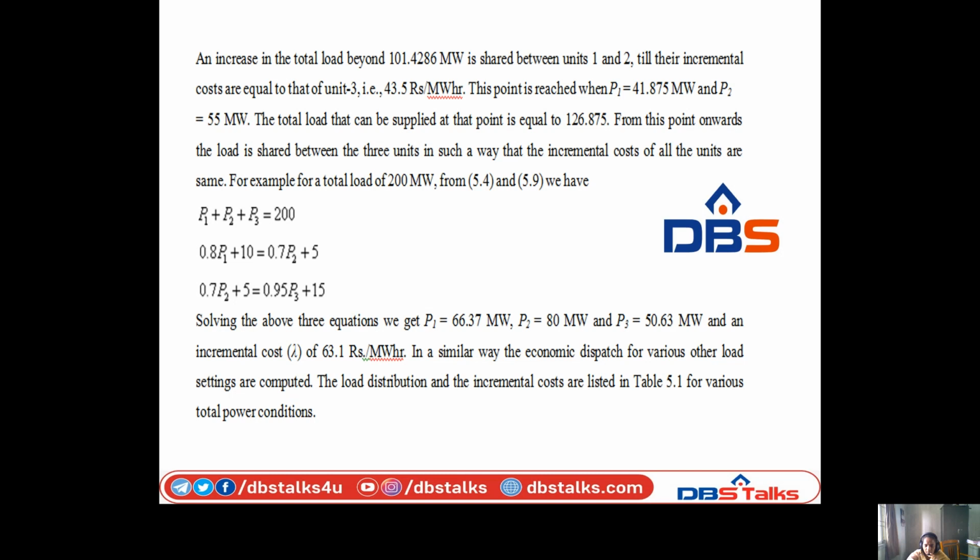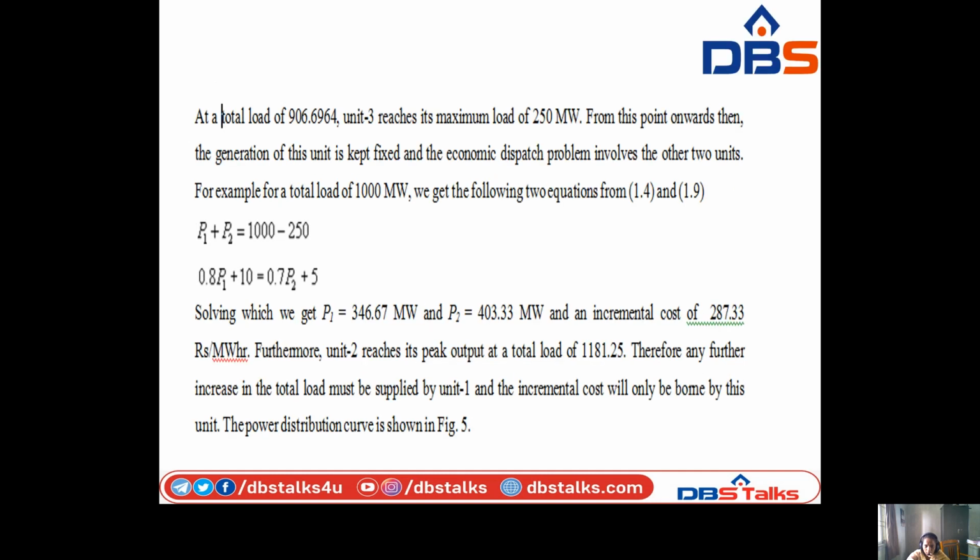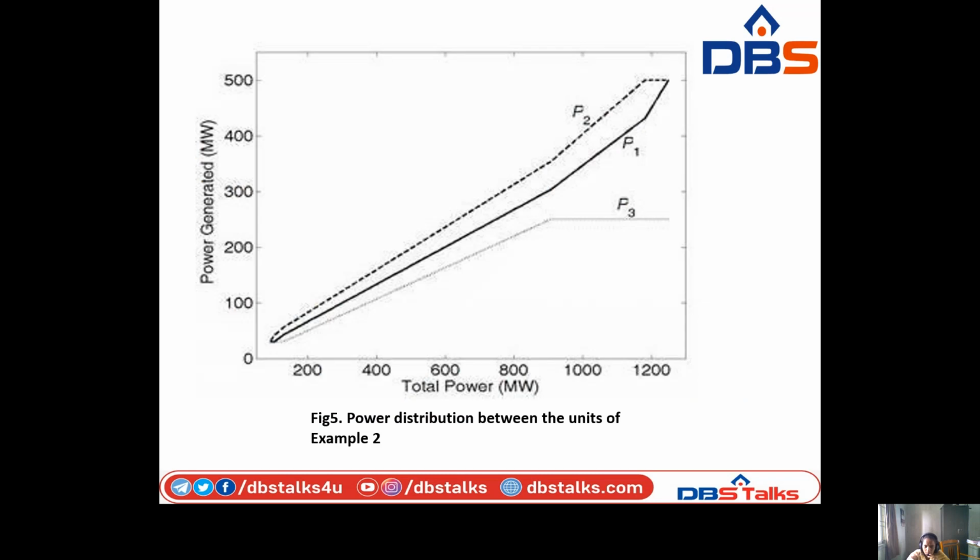Similarly, the economic dispatch for various load settings can be computed. So the load distribution and incremental cost are listed for various total power conditions. So here this is the power distribution between the units. In example 2, this is the power generated and these are the total powers 200, 400, 600, 800.